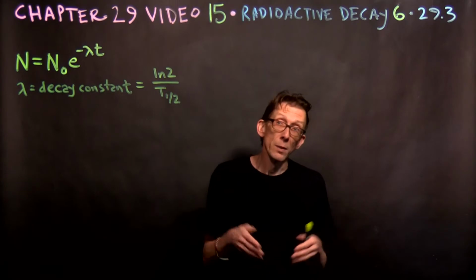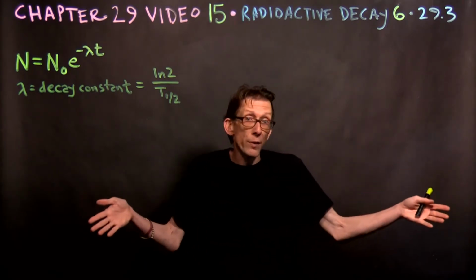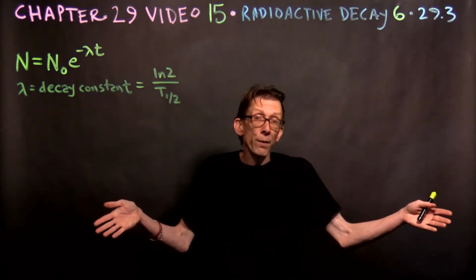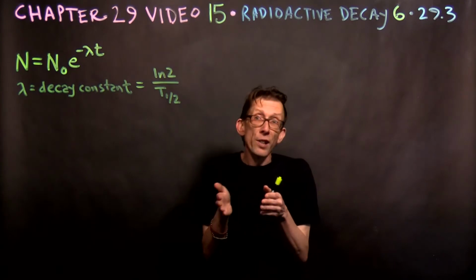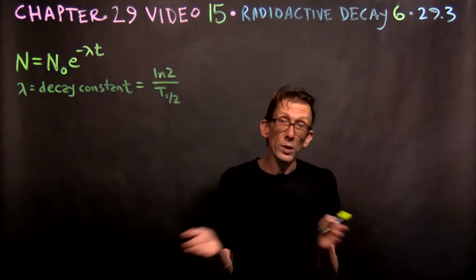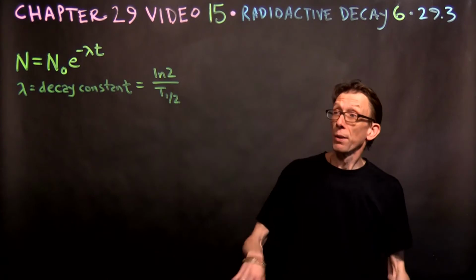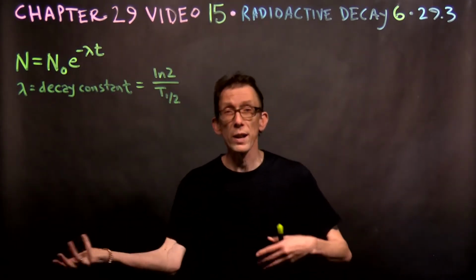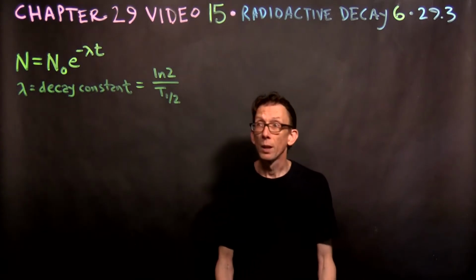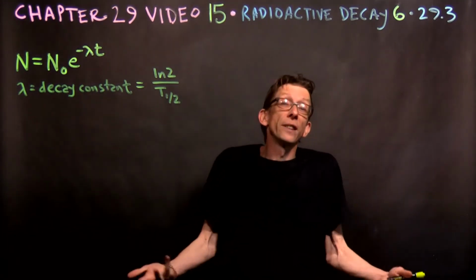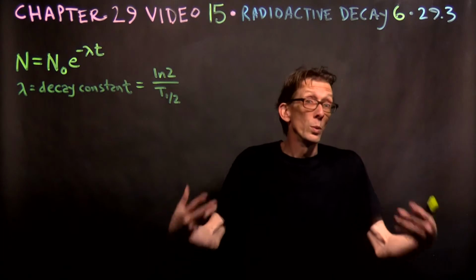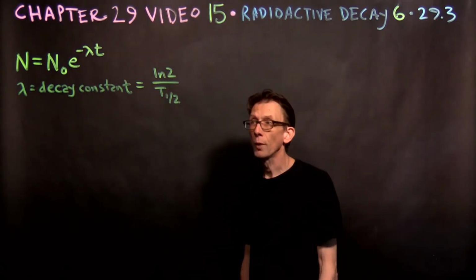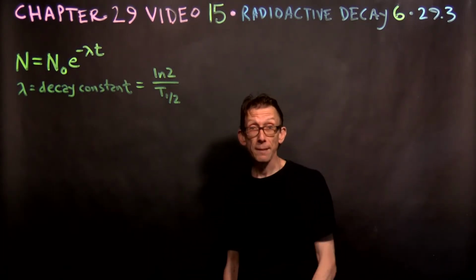Some of them have half-lives many times the age of the universe. Some of them have half-lives of 10 to the negative 20th seconds. So it's all over the map. But decay constant and half-life are kind of stand-ins for each other. They're two ways of saying the same thing, two ways of saying how long it takes for a nucleus to decay. All right, so that much we've seen.